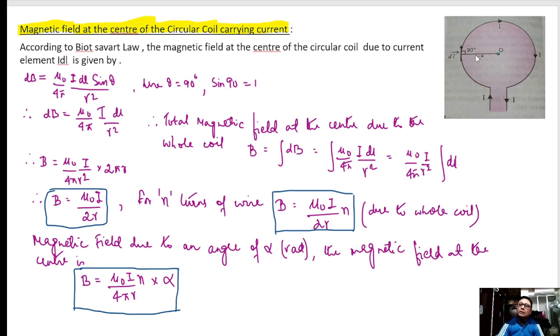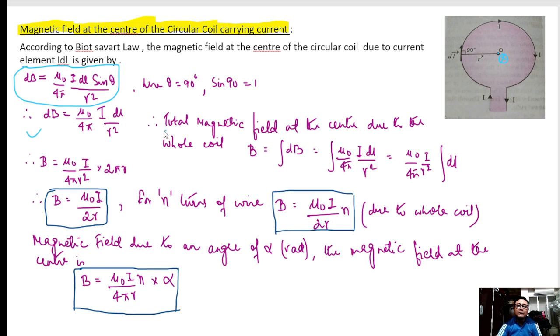For that, choose a small element dl at a distance r, making 90 degrees. What is the magnetic field due to this? Current is going like this, so using the right hand rule, the magnetic field's direction will be into the paper. Clear? This is according to the Biot-Savart law, the magnetic field due to a small current element. Here theta equals 90 degrees, so sin theta is 1. This is the formula.